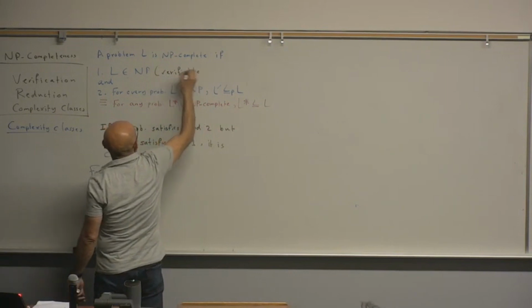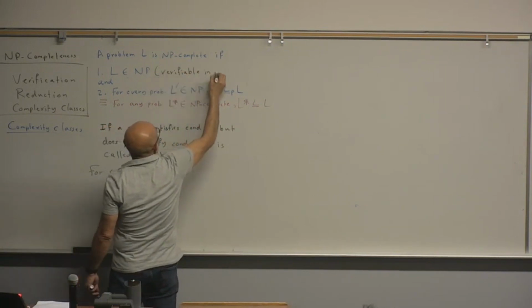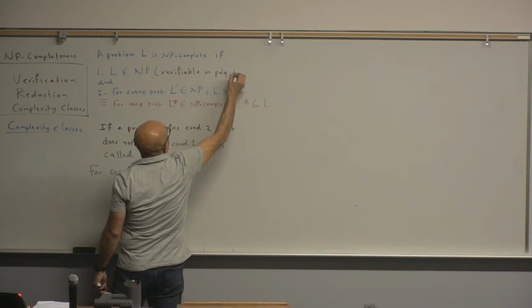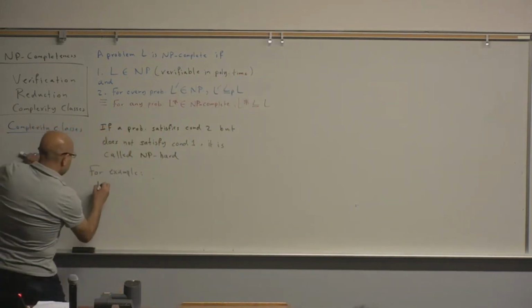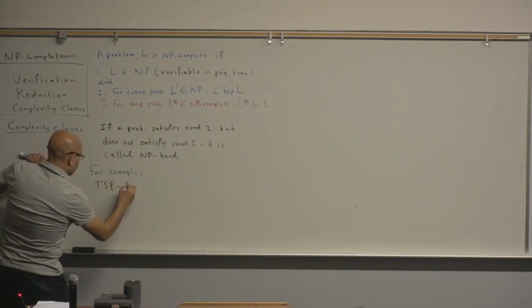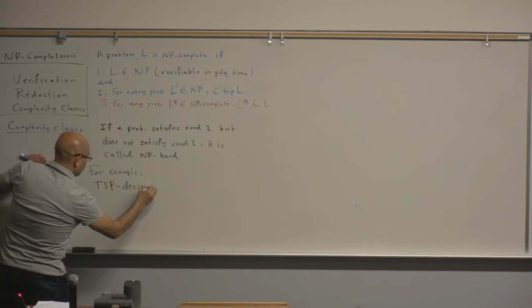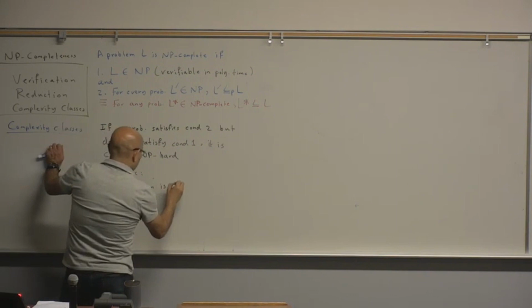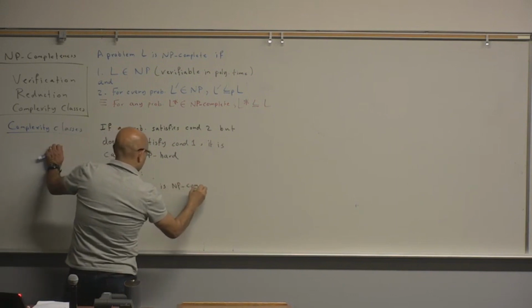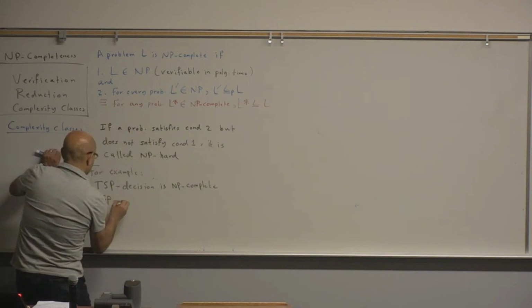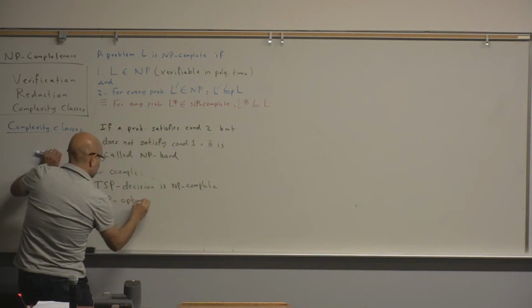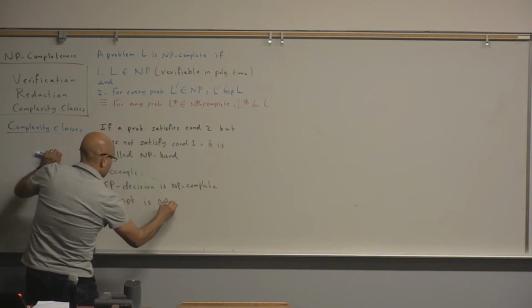Verifiable in polynomial time. So for example, TSP decision is NP-complete, and TSP optimization is NP-hard.